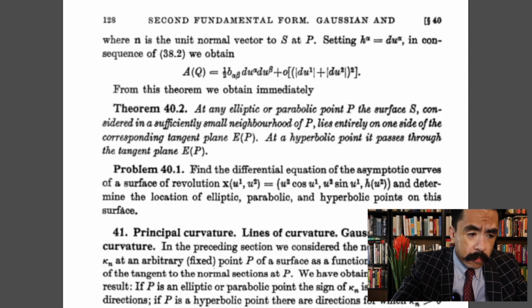From this theorem, we obtain immediately Theorem 40.2, which is: at any elliptic or parabolic point P, the surface S, considered in a sufficiently small neighborhood of P, lies entirely on one side of the corresponding tangent plane E(P). At a hyperbolic point, it passes through the tangent plane E(P).